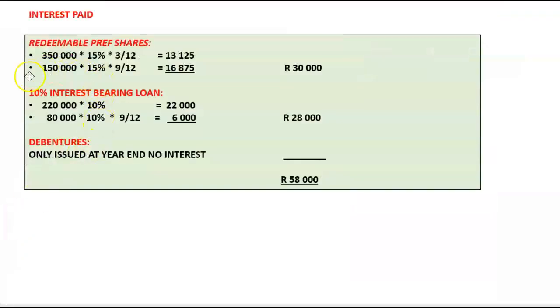So therefore, our 10% interest-bearing loan interest was 220,000 times 10%, which was for the full year, and 80,000 times 10% for 9 months, which equals 28,000. Guys, you could have done it the other way around as well. It would have given you exactly the same answer. If you said 220,000 times 10% times 3 months equals 5,500, and 300,000 times 10% for 9 months equals 22,500, and if I added 22,500 to the 5,500, it also gave me 28,000 Rand. So it doesn't matter how you calculated it, the answer is still 28,000 Rand.